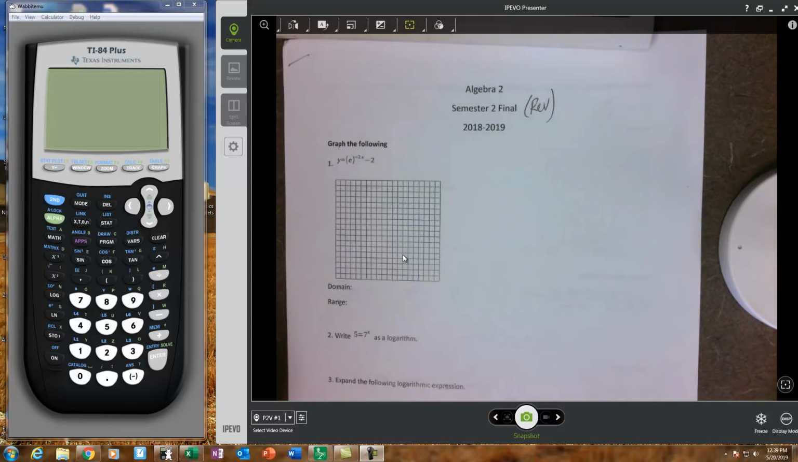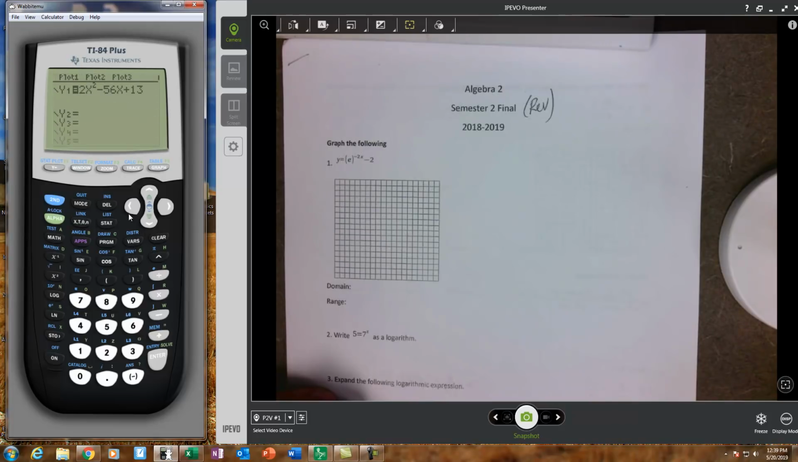Okay, so we're going to go through the final test review for Algebra 2. This first question is really meant to be graphed using the calculator, so I'm going to go in here. Second, ln, it's going to give me the e to the negative 2x out of the exponent, minus 2.